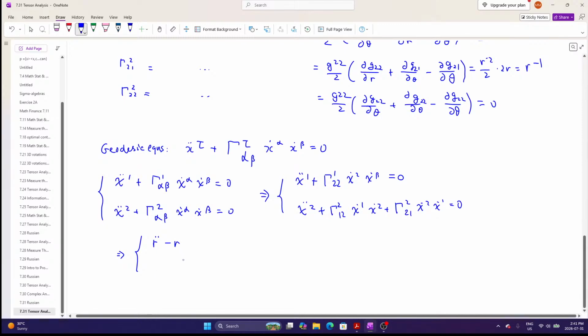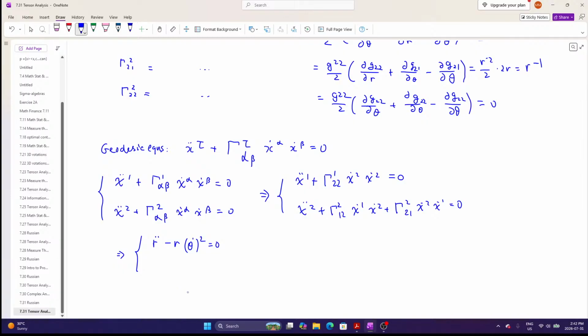And sorry, what's x dot 2? X dot 2 is theta dot. Oh, I forgot to change beta to 2 here. So this is just theta dot squared equals 0. All right. So there we have that.